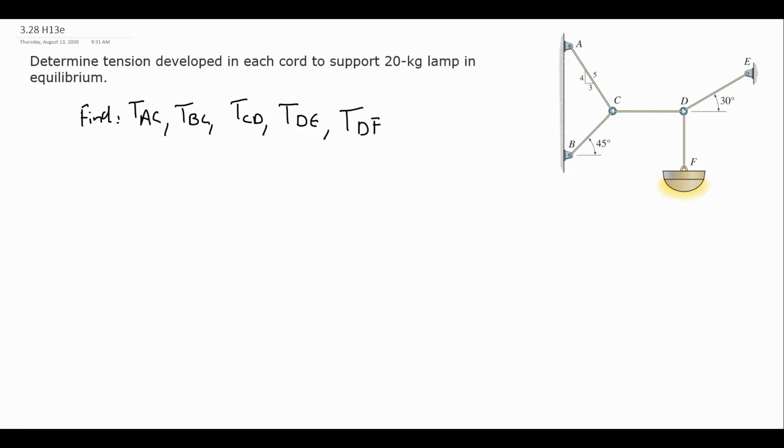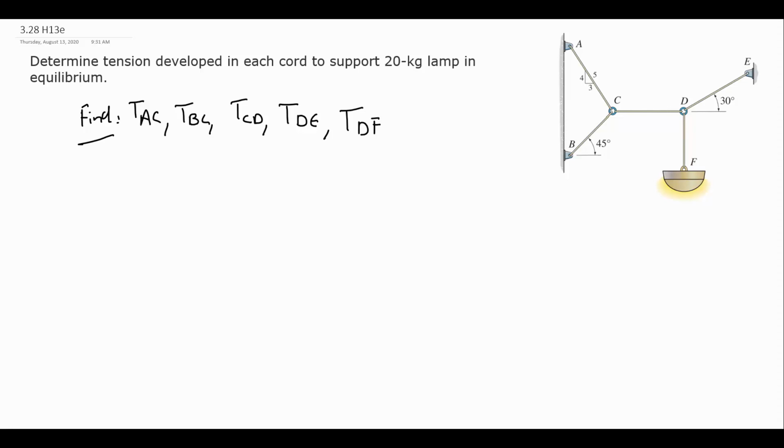So notice the naming convention I'm using, just alphabetical listings here for all of the tensions. That way I don't accidentally confuse myself by having a TAC and a TCA, for example, which would be the same rope, just named differently. So always using alphabetical order is going to make sure that I'm accounting only once for each of the tensions. So there's 5 tensions I'm asked to find here.